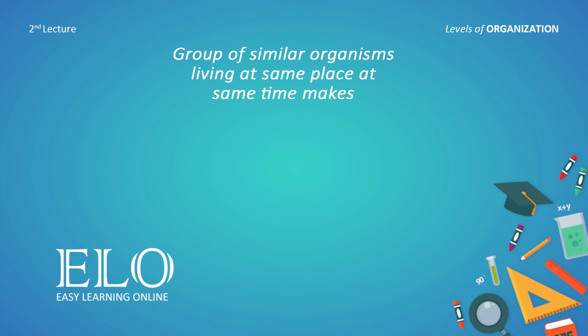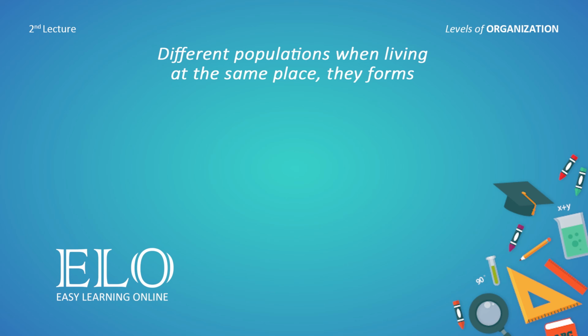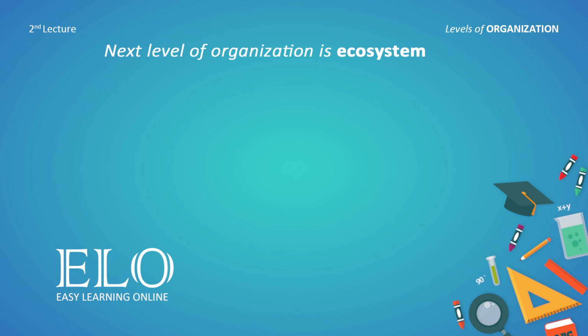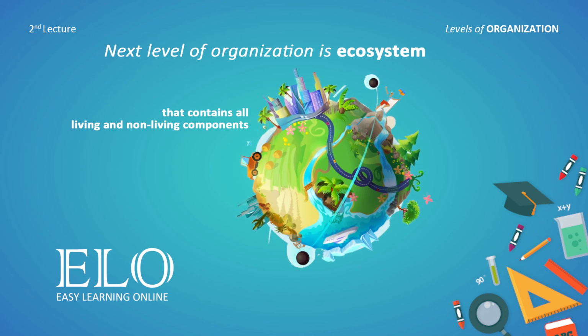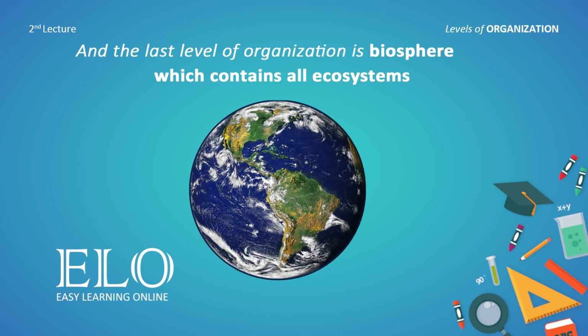Group of similar organism living at the same place at the same time makes a population. And different population when living at the same place they form the community. Next level of organization है ecosystem. Ecosystem contains all the living and non-living components of an area. And the last level of organization is biosphere which contains all the ecosystems on the earth.